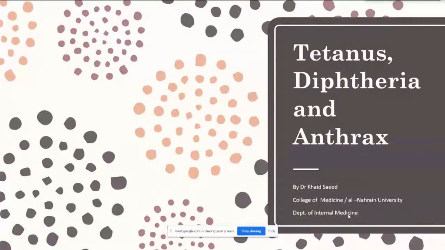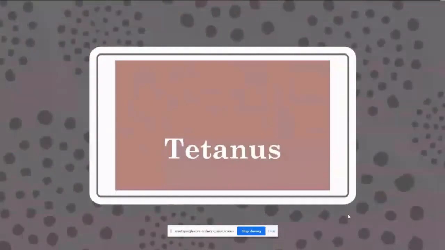infectious disease course. They are tetanus, diphtheria, and anthrax. First disease is tetanus.